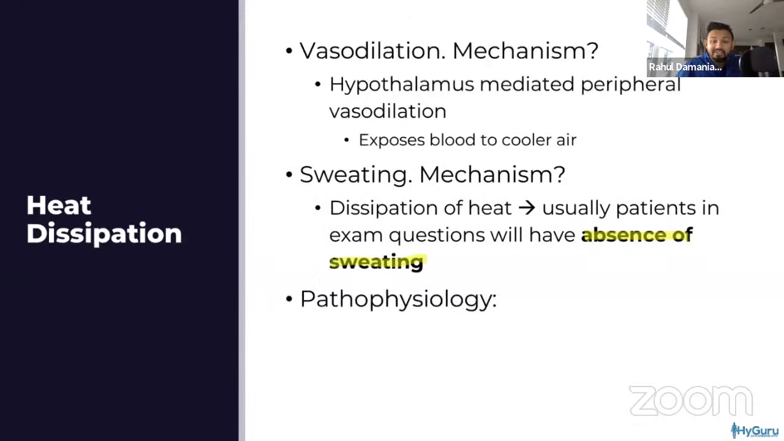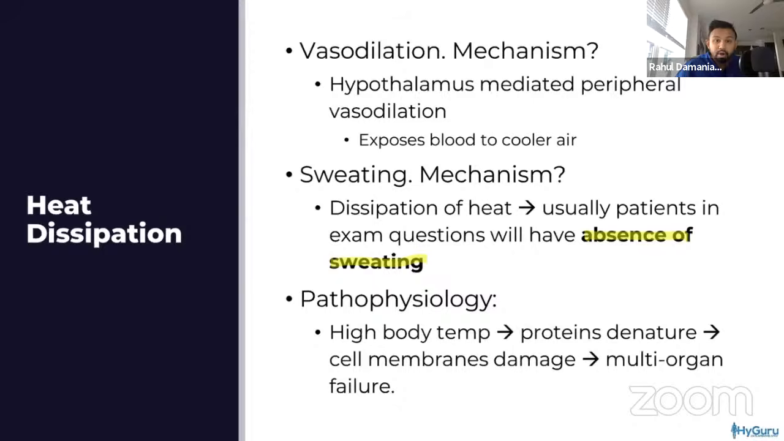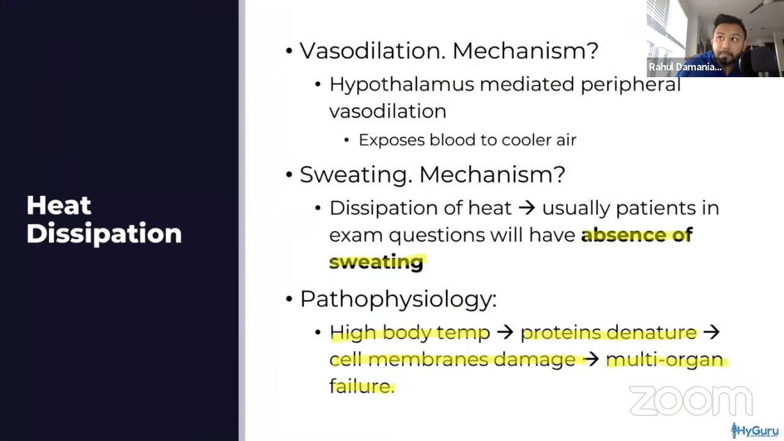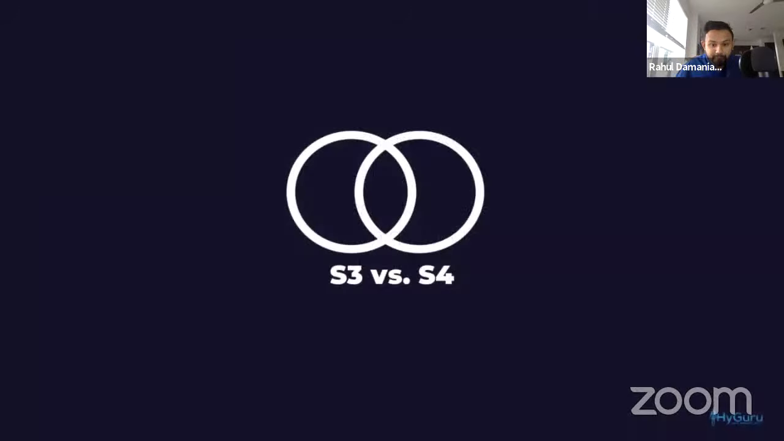The pathophysiology is very important when we talk about heat stroke. The high body temperature due to the dysregulation causes proteins to denature. Remember, high temperatures. And just to integrate some GenPath, cell membranes are going to get damaged and you are going to have multi-organ failure. And we saw that when it came to the muscles as well as the kidney.